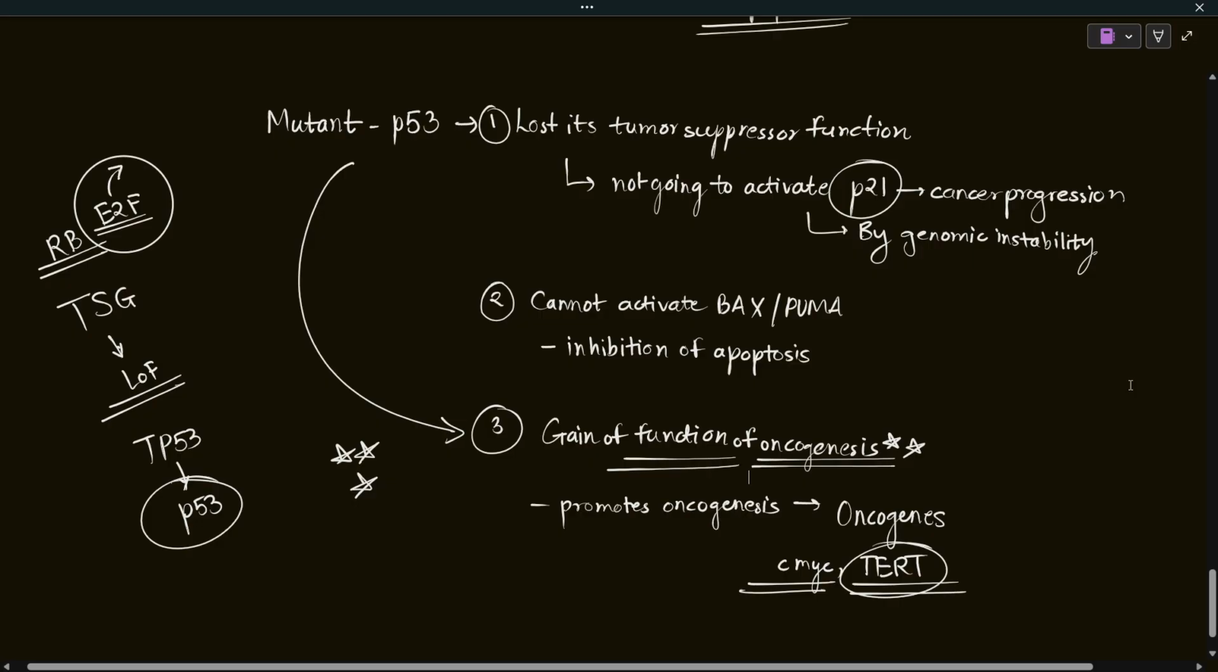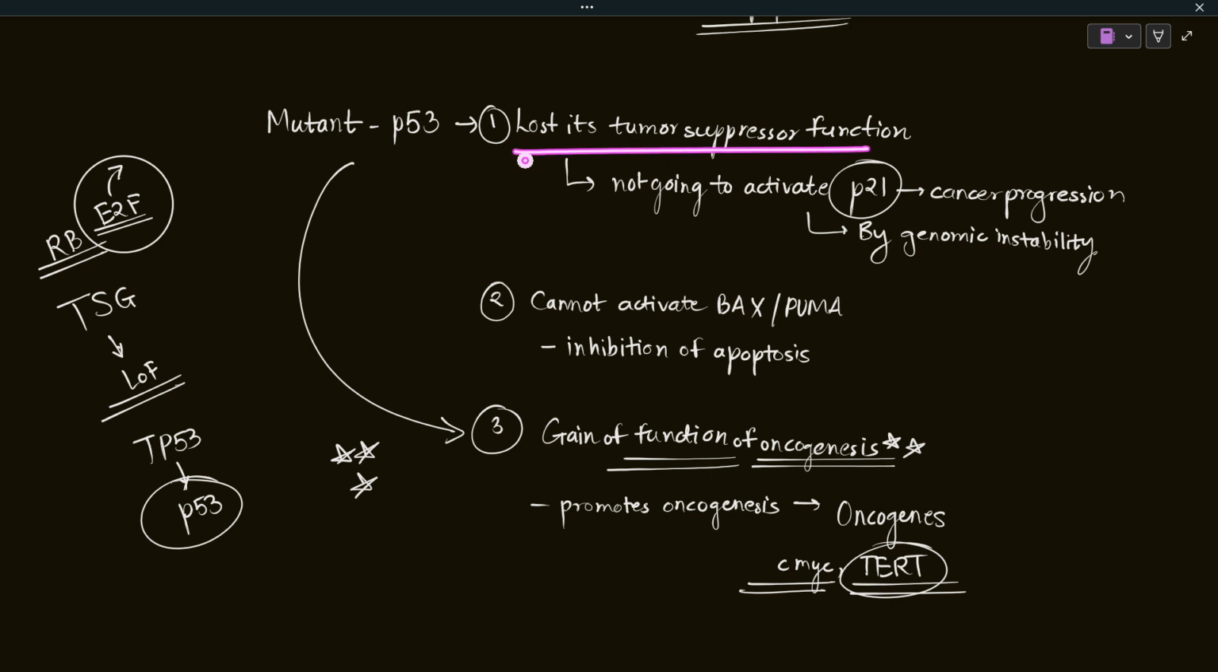So mutant p53 will lose its tumor suppressing function, and that is why p21 will not be activated. It will also lead to inhibition of apoptosis, and that is why cancer will be seen: the normal cell will be converted into a tumor cell. And again, mutant p53 shows a gain of function of oncogenesis. It promotes oncogenesis by overexpressing oncogenes like c-MYC. Due to the overexpression of those oncogenes, there will be a sustained proliferative signal, which will lead to cancer. I hope everything is clear to you all.